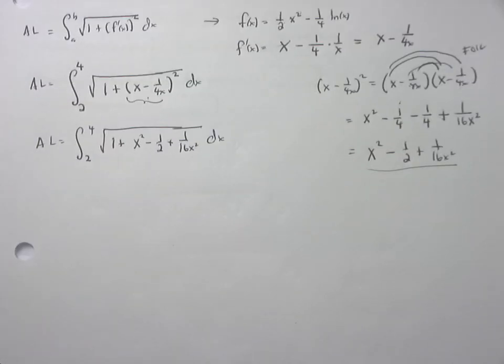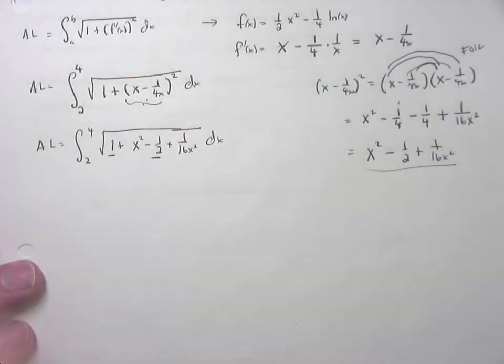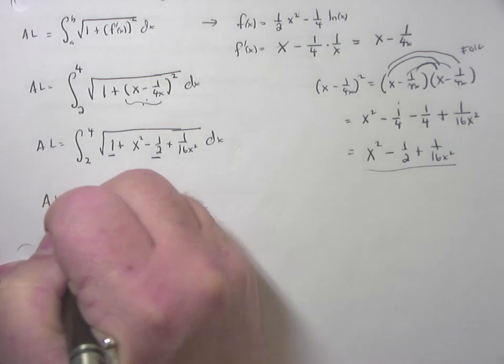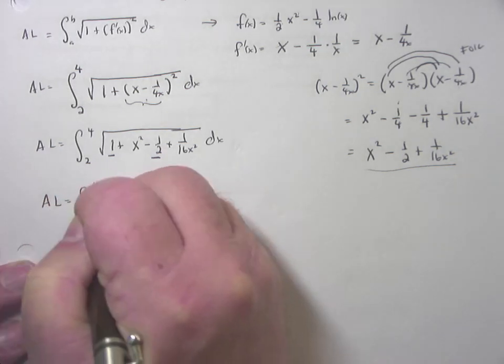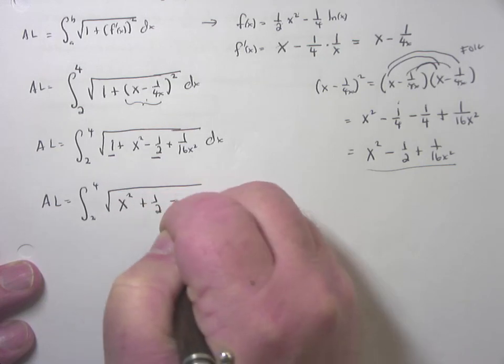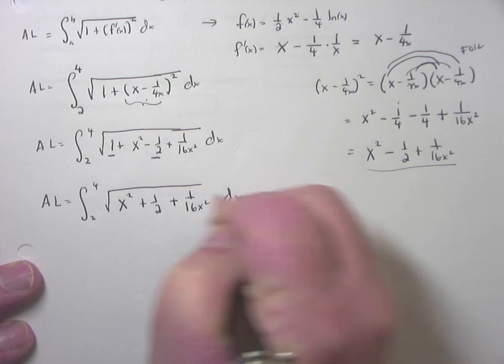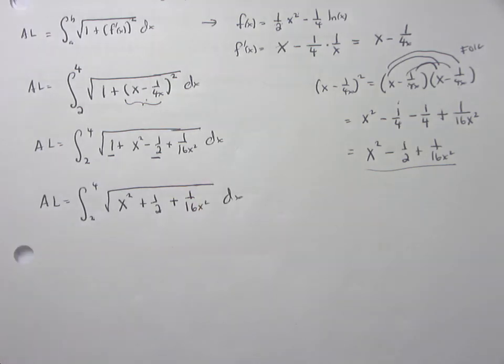Clean it up. You can combine like terms. 1 minus 1/2 is plus 1/2. So the arc length would be equal to the integral from 2 to 4 of the square root of x squared plus 1/2 plus 1 over 16x squared dx. Geez, Dr. Taylor, that doesn't look any better than what we started with. Wait.